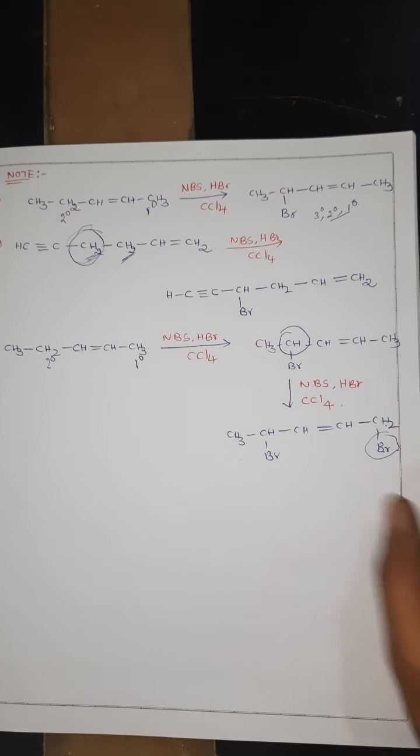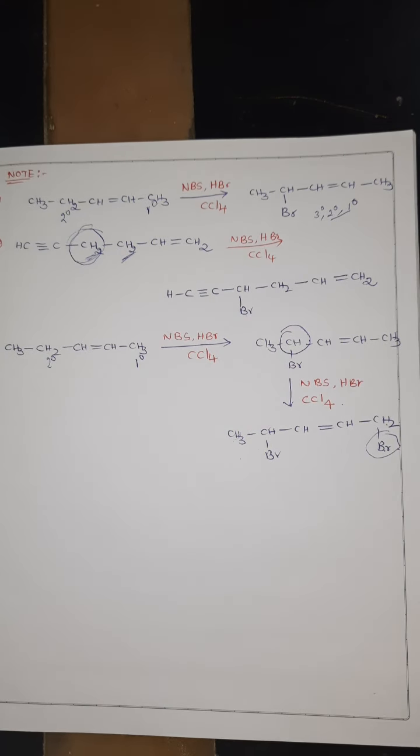So these are the characteristic properties of allylic halogenation with N-bromosuccinimide. I hope you all understood. So practice the reaction by writing the reaction and mechanism. Okay, thank you.